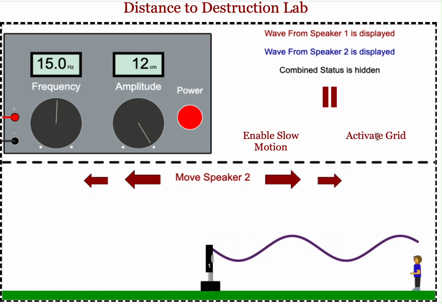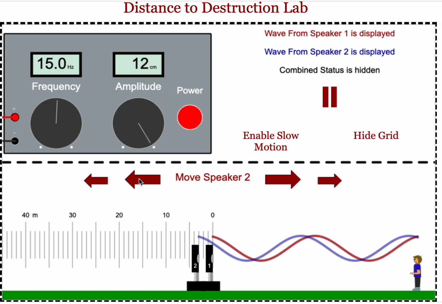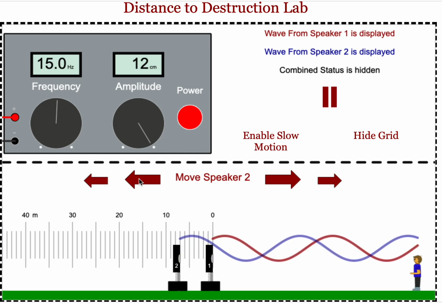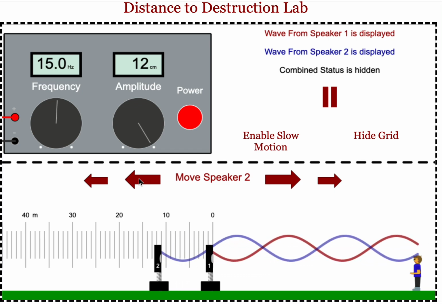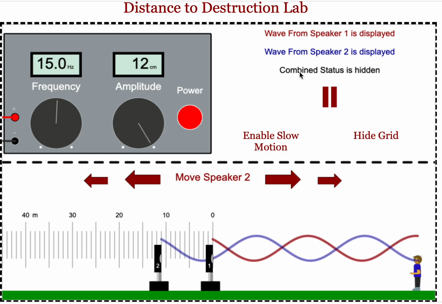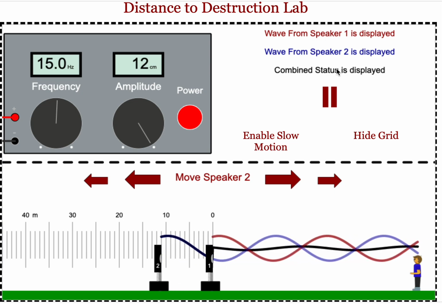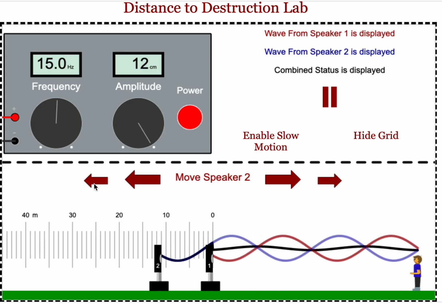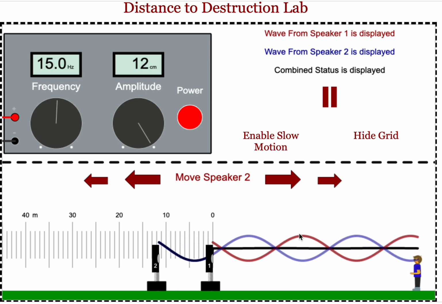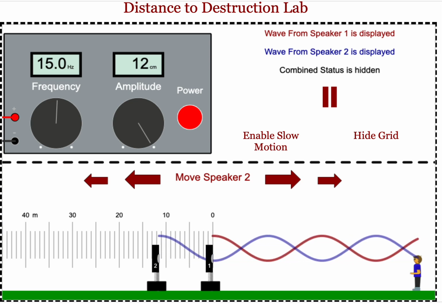But if I move this, and I'm going to activate the grid so we can see, you can see my waves are starting in phase, but they are now currently out of phase. In fact, if I click on combined status, you can see I'm not perfectly there. Let's see if I can get perfect. There's perfect. You can see the combined status is you get nothing. So I'm going to make that combined status go away.